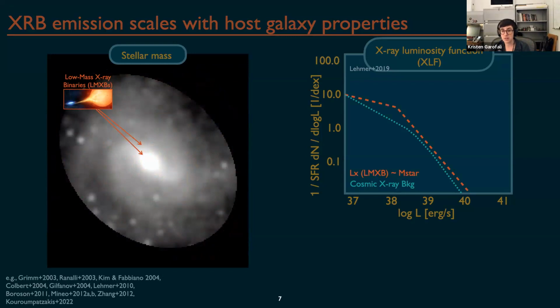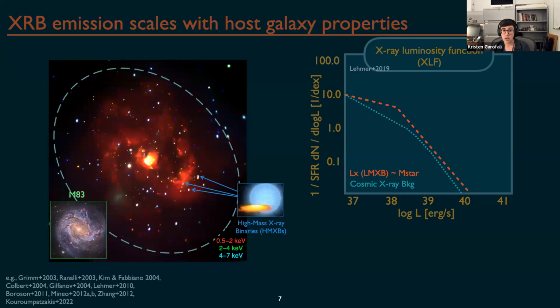So on the right, you see an example of our current constraints on the low mass X-ray binary luminosity function as it scales with stellar mass. The other major component are high mass X-ray binaries. These have donor stars that are massive stars, typically greater than around 8 solar masses.